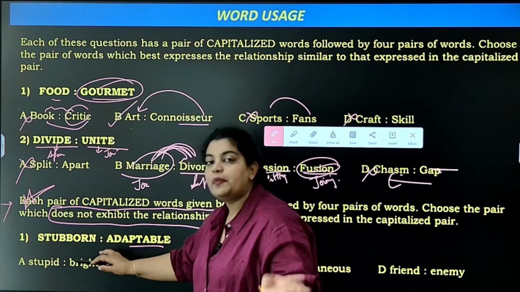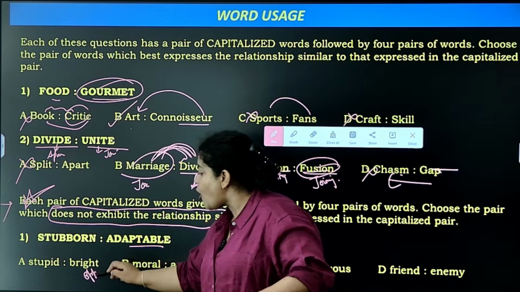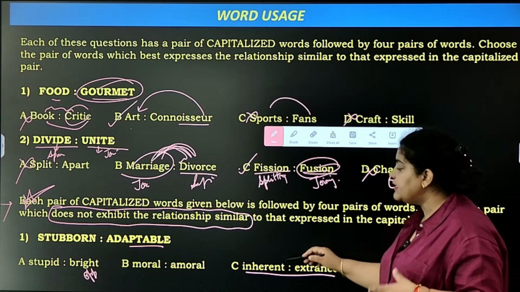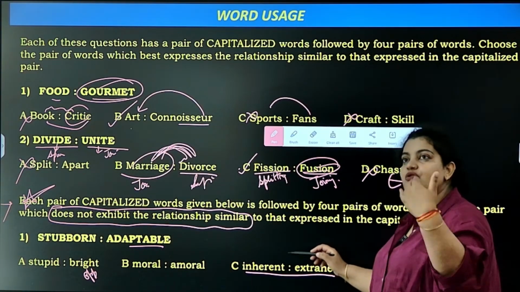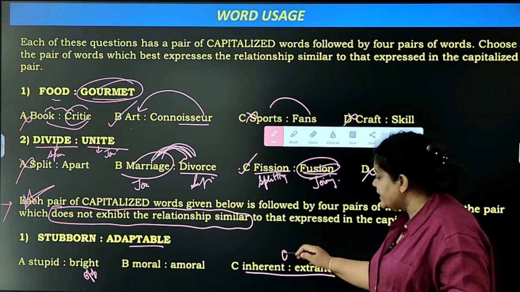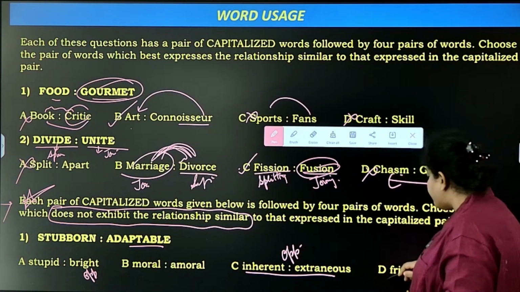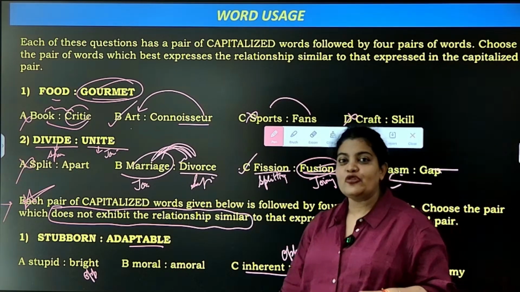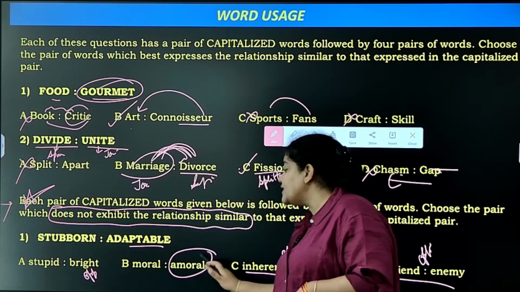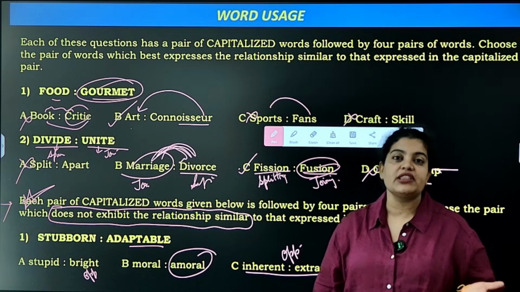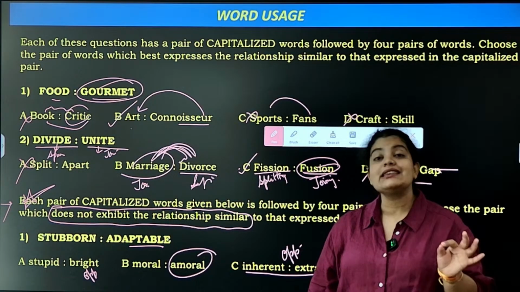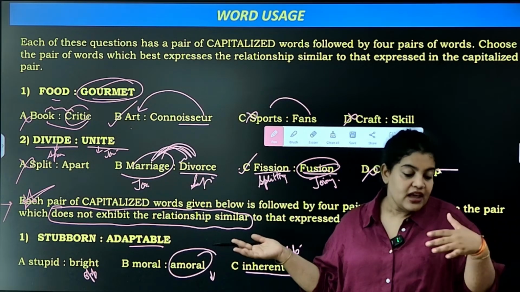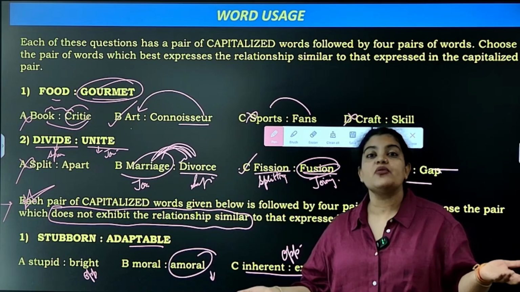Okay, now let's see stupid and bright. Again, can we see that they are opposite? Okay, and inherent and extraneous. So inherent is inbuilt, extraneous is taken from outside. So again this is basically a pair of opposites. Friend and enemy, this is also opposite. And another trick that I played in the question to make this tricky is that I put the word amoral, and I'm sure that most of you don't know that the opposite of moral is immoral. Amoral is a person who doesn't know anything. For him, nothing is moral, nothing is immoral.